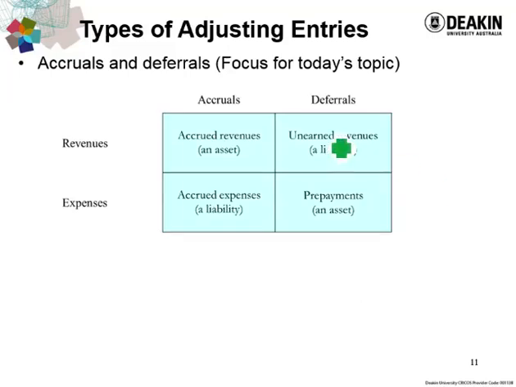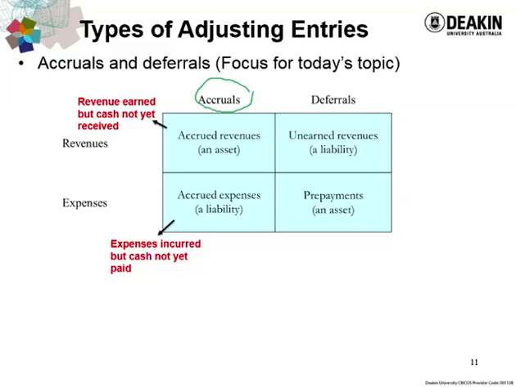If you talk about accruals, that means revenue or expense have already been incurred, but cash flows will only happen later. For example, accrued revenues, which are an asset, mean that we have earned the revenue, but we have not received the cash. On the other hand, accrued expenses, which are a form of liability, mean that we have incurred the expenses, but we have not paid for those expenses. What about deferrals? Under deferrals, we have unearned revenues and prepayments.